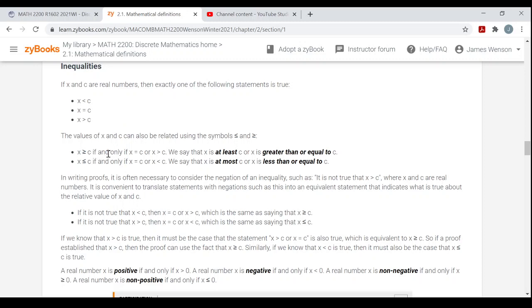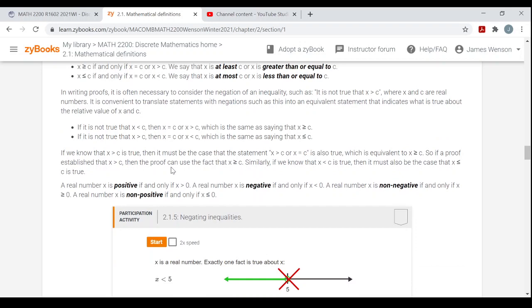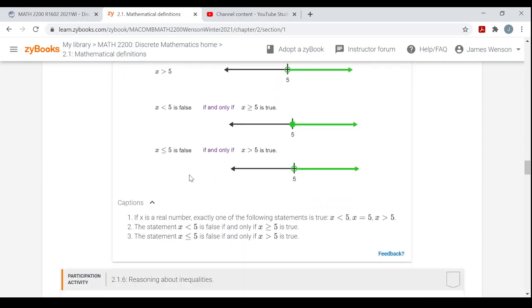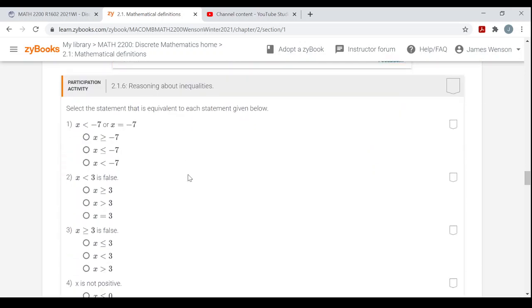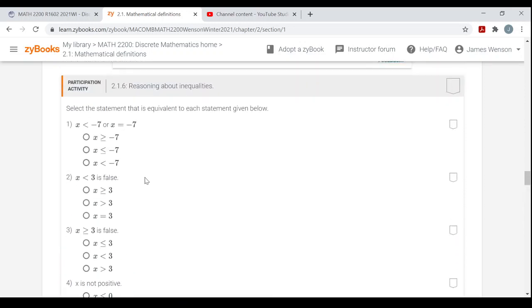You have the greater than or equal to symbol, which means at least, and the less than or equal to symbol, which means at most. I'm not going to really read all this to you. This should be pretty familiar. And you can watch the animation here involving inequalities. Like I said, this is all pretty basic. All right, and then another way to write inequalities. All right, let's do a couple of these.